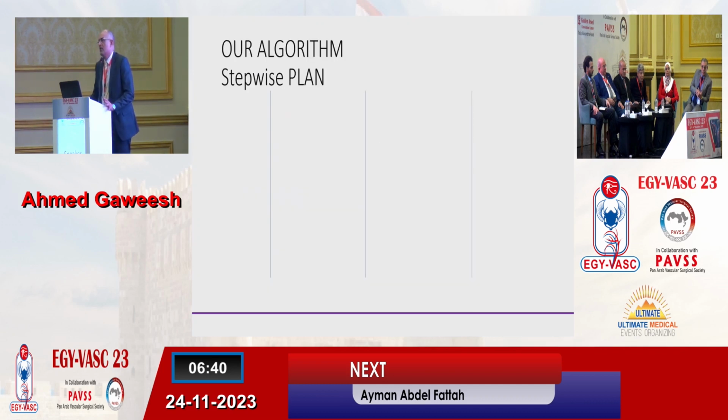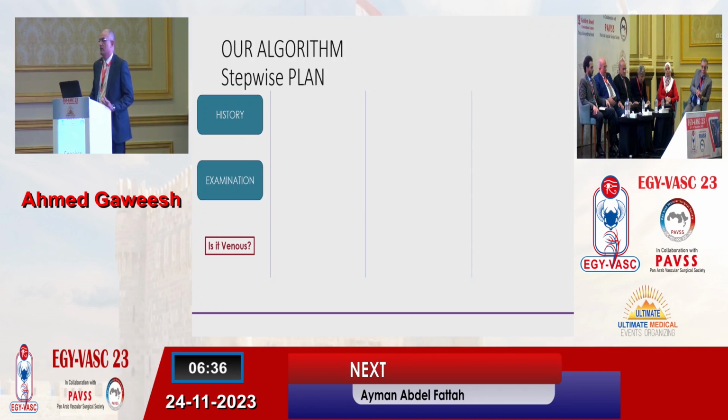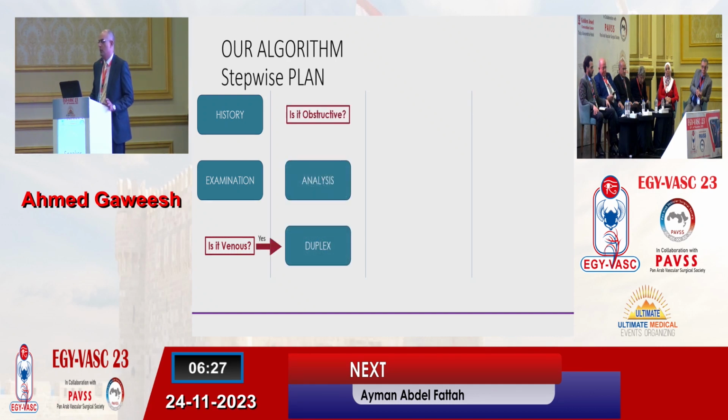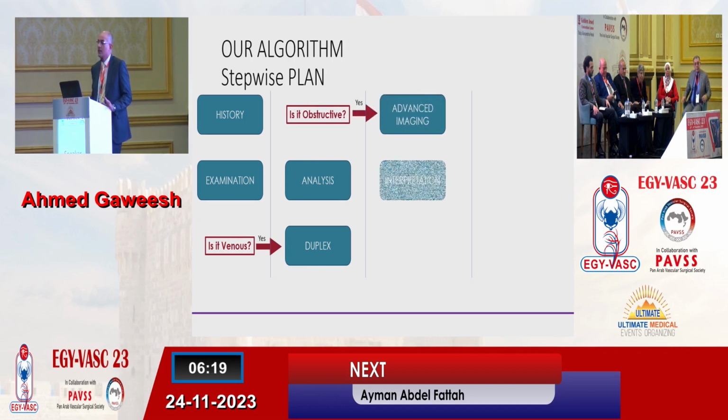So our algorithm doesn't differ much from any venous case. When we face any venous case, we take history and examination to answer the first question: is the patient having a venous complaint? And then, if so, we do a duplex scan and analyze the results, the clinical and duplex data, to see if the patient has signs of obstruction, and if so, we go for advanced imaging.